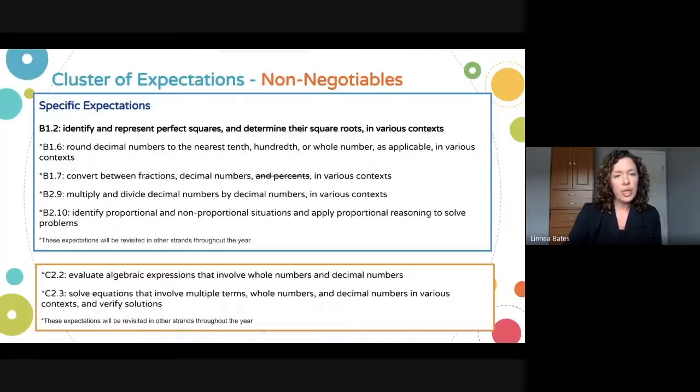So now digging deeper into the cluster of expectations that are not measurement. So the blue box again is our number expectations. The only new number expectation for our grade 7s is identifying and representing perfect squares and determining their square roots. Grade 8s this year, you will have already worked on that a little bit in the Pythagorean relationship. All of the other expectations there are ones that you have already done this year, and we'll dig into those a little bit deeper in some upcoming activities.